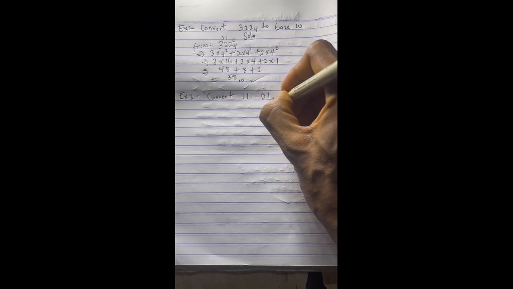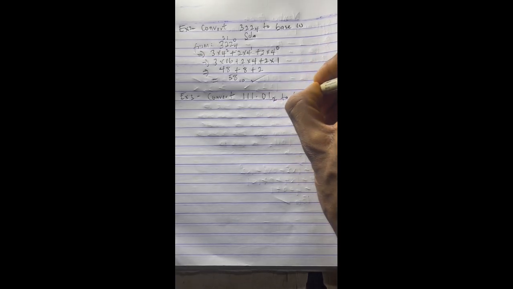All right, so let's look at another example. Example 3. This was example 2. Are you with me? So now convert 111.01 base 2 to base 10. Alright, so now your number in a base can have a decimal point. You still have to convert it to base 10. So how do we go about this?